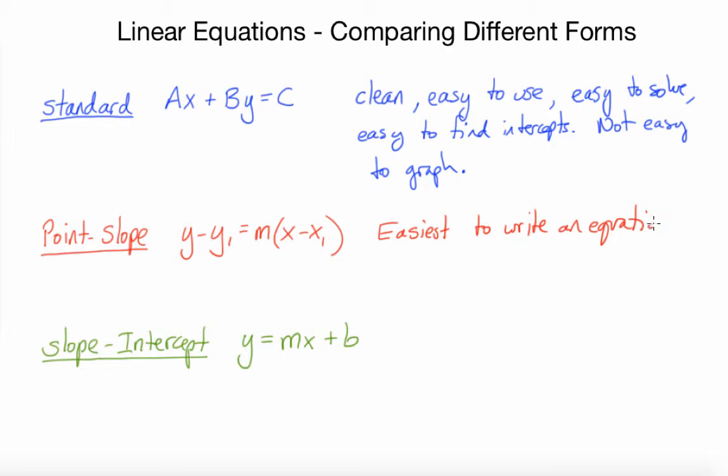We'll talk more as we get into linear modeling, but if all you have is 2 points and you're asked to write an equation of a line that goes through those 2 points, the easiest way to do that is to use point slope form. So it's the easiest to write an equation. We can easily tell the slope.